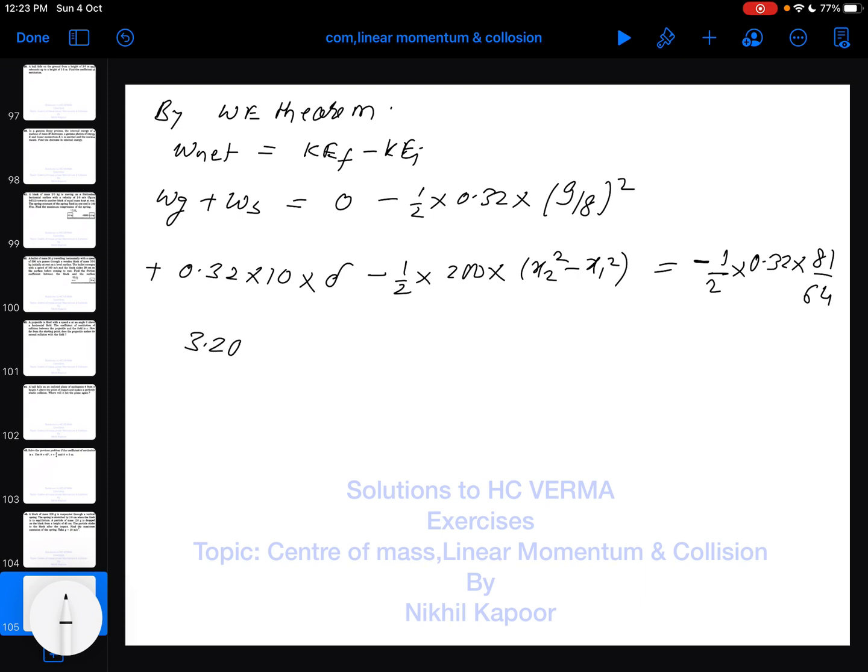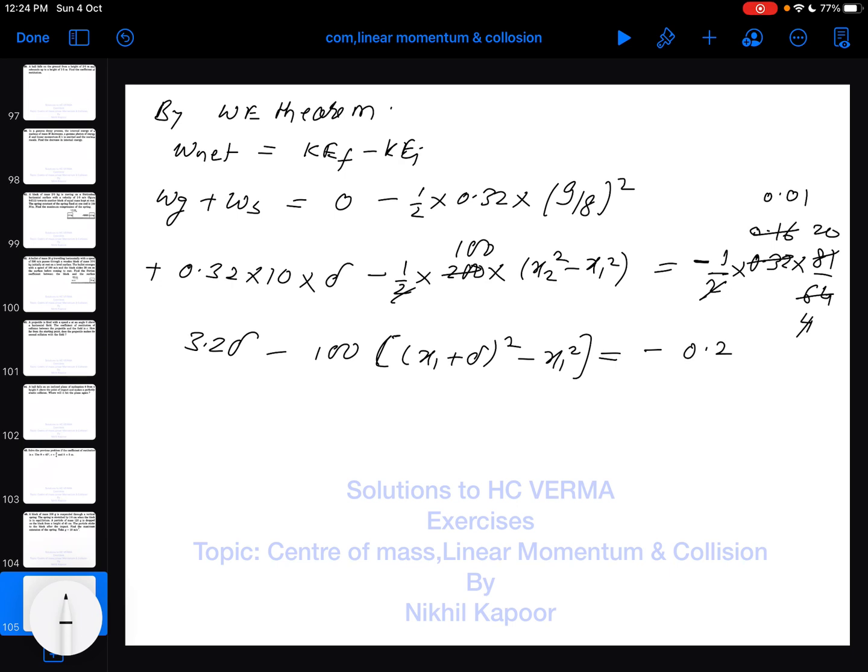So now this will be 3.2 delta minus 100 into, in place of x2 I will write x1 plus delta, the whole square minus x1 square is equal to minus, so 2 ones are 2, 0.16, that is 16s are, so 16 fours are 64 and 16 0.01s are, approximately I can say this is 4 20s are, so that comes out to be 0.2 finally, nearly 0.2.